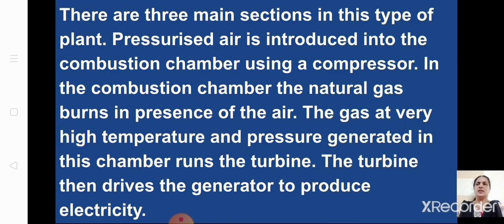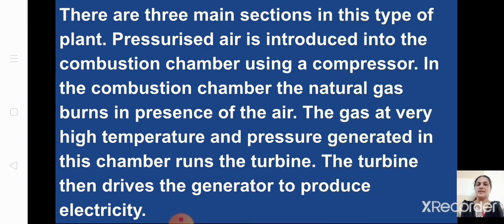So the explanation is that there are 3 main sections in this type of plant. Pressurized air is introduced into the combustion chamber using a compressor. In the combustion chamber, the natural gas burns in the presence of air. Combustion means burning. Then a gas of very high temperature and pressure is generated in this combustion chamber, and that rotates the turbine. The turbine then drives the generator to produce electricity.